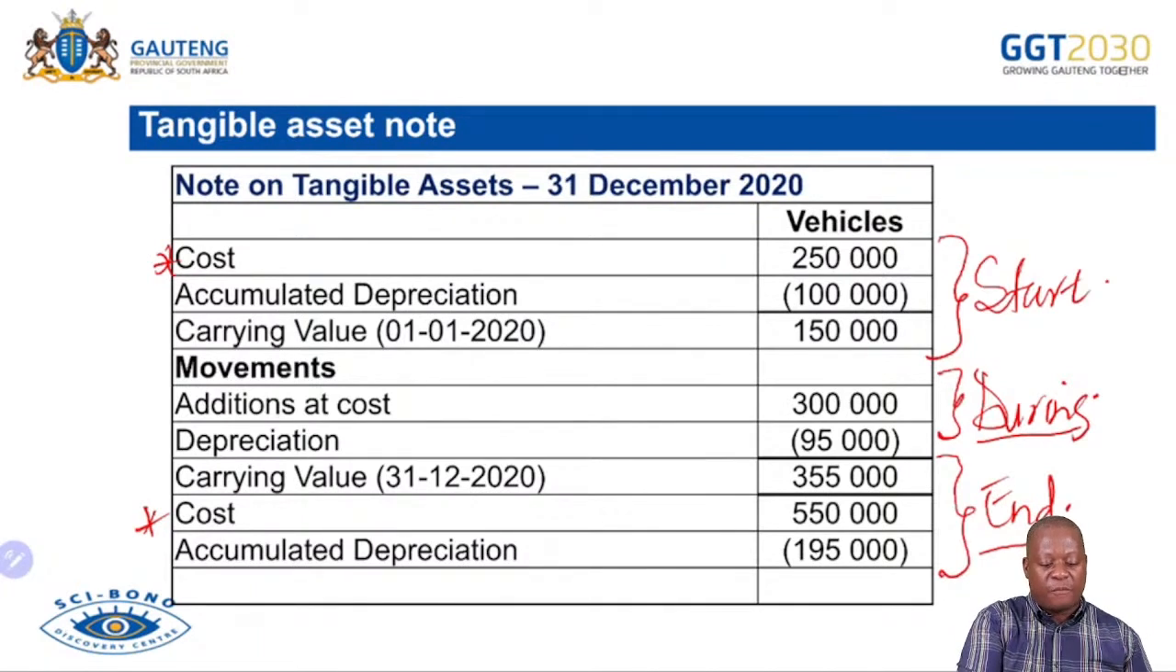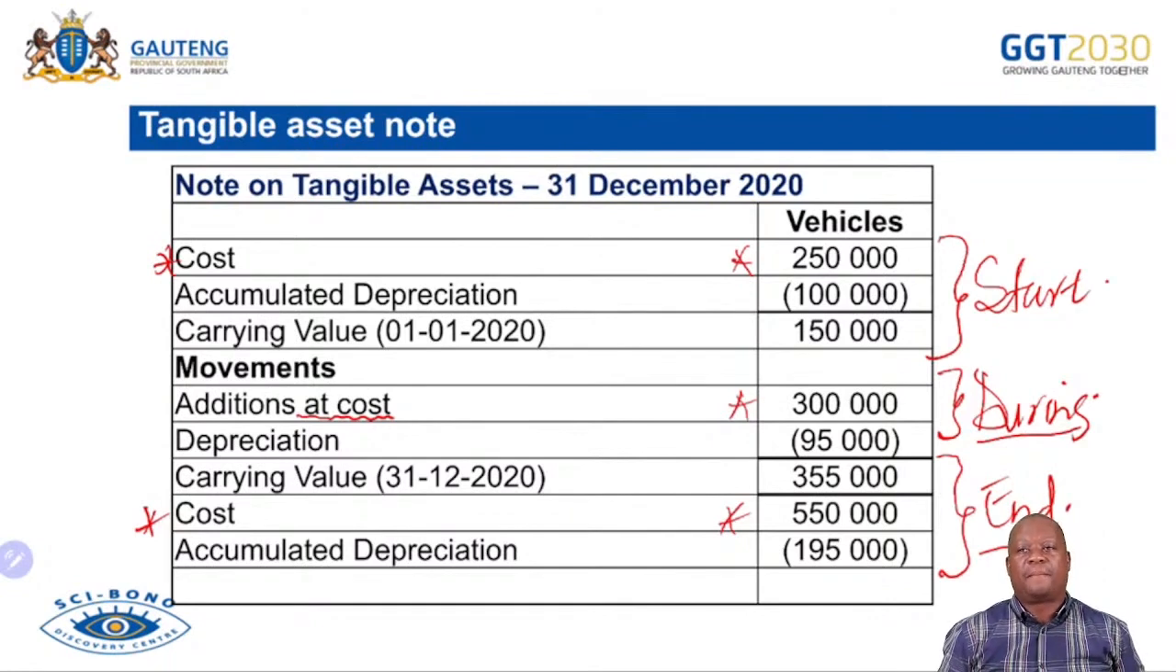So let's go to our movements. There is additions at cost. So the only cost aspect that affects our opening cost is the addition that took place, which was at cost. So we are going to say 250 plus, why adding? Addition, plus. So it's going to be 250 plus 300,000. And it's going to give us 550.